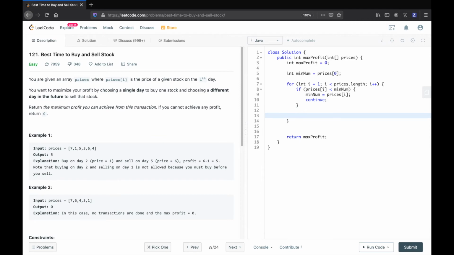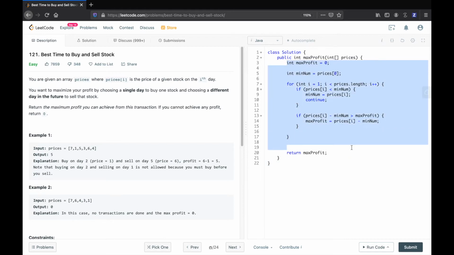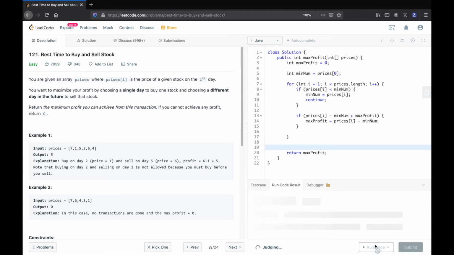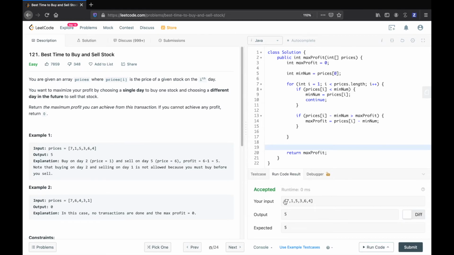And assuming that this doesn't trigger, we need to check if the difference between the value that we're at with our minimum value is greater than our max profit. So let's put that in another conditional. So if prices of index i minus the minnum, the minimum value, is greater than our max profit, let's reset our max profit to be this difference, prices of i minus minnum. And I believe that is it. Very simple. Let's go ahead and run this and see if this will compile and run. Okay, amazing. We've got an accepted answer.